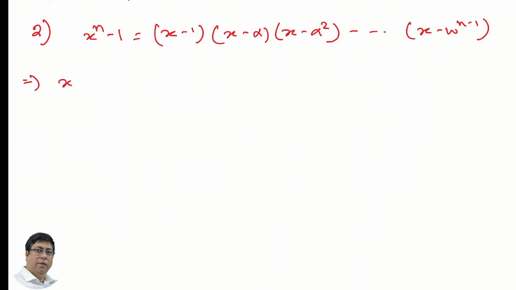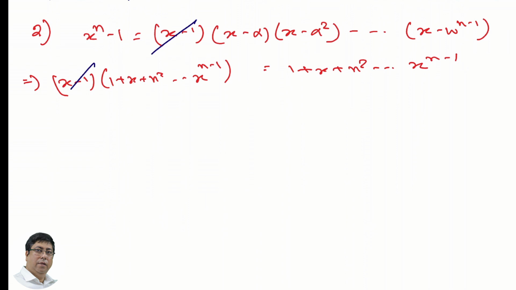x to the power n minus 1 can be written as (x minus 1) into (1 plus x plus x square up to x to the power n minus 1). So if we cancel these two, we are getting 1 plus x plus x square up to x to the power n minus 1. Let us differentiate after taking the logarithm, because it is in the product form. Let's differentiate after taking the logarithm on both sides. So let's proceed.